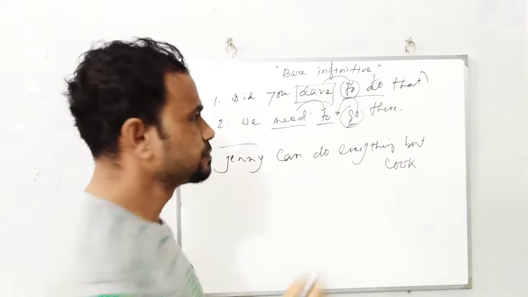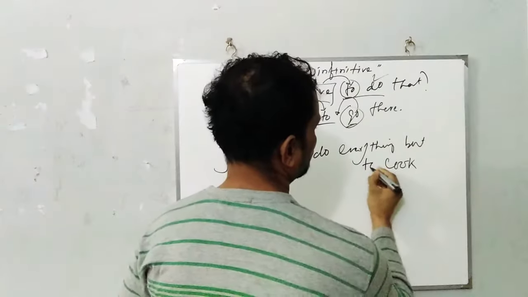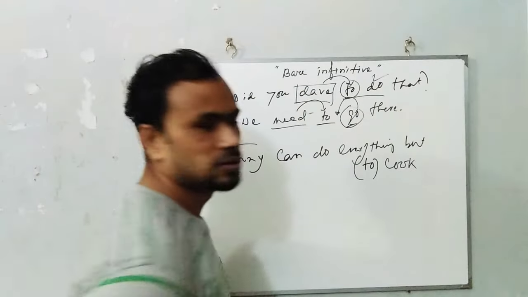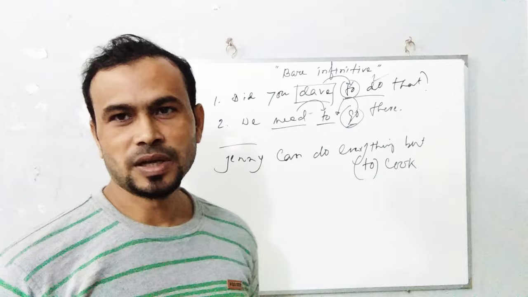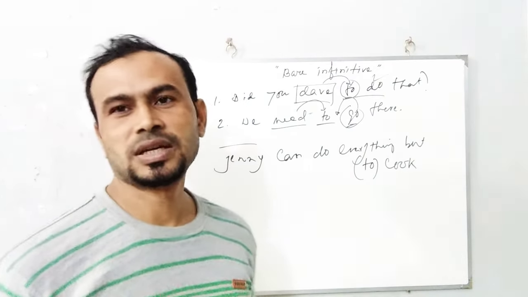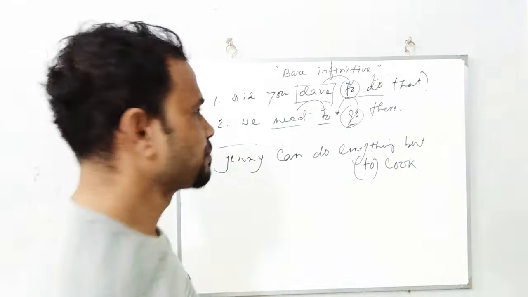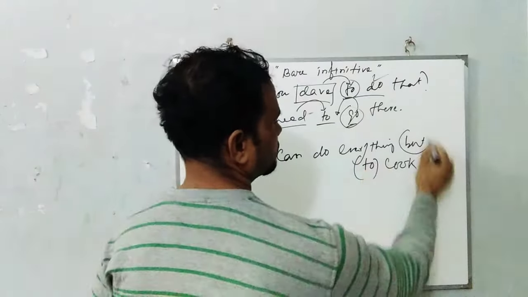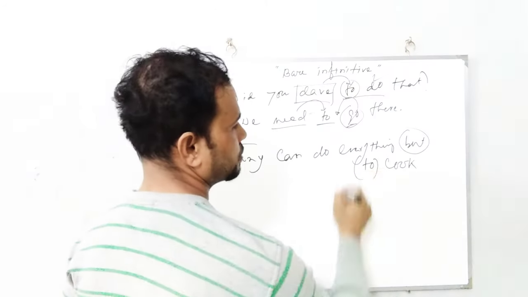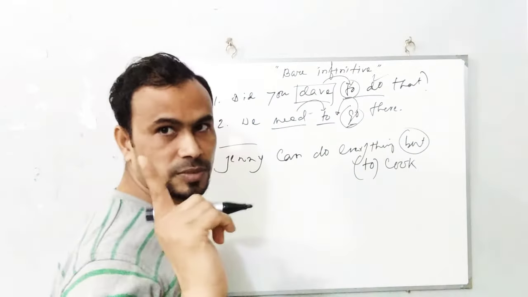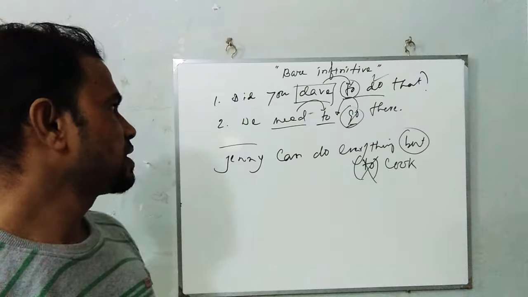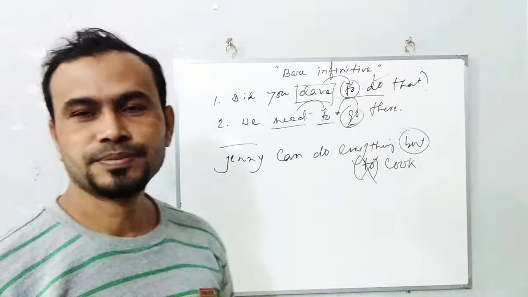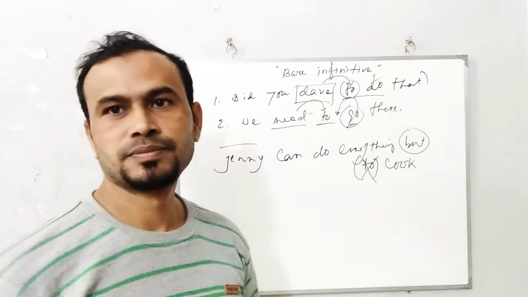We could say to cook, but we can't say that. After but we cannot use to. Remember. So Jenny can do everything but cook, not to cook.